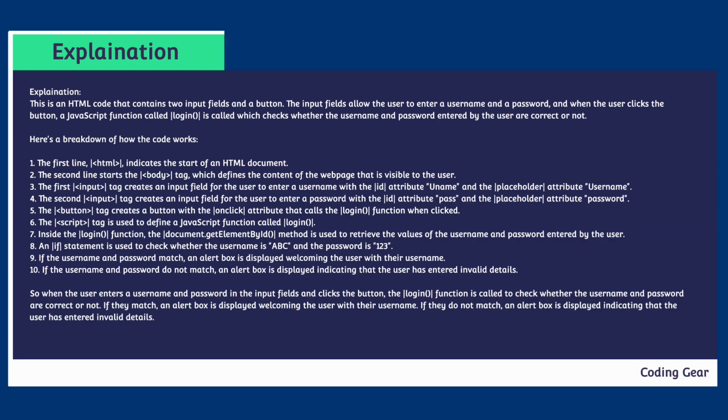Explanation. This is an HTML code that contains two input fields and a button. The input fields allow the user to enter a username and a password, and when the user clicks the button, a JavaScript function called login is called, which checks whether the username and password entered by the user are correct or not. Here's a breakdown of how the code works.